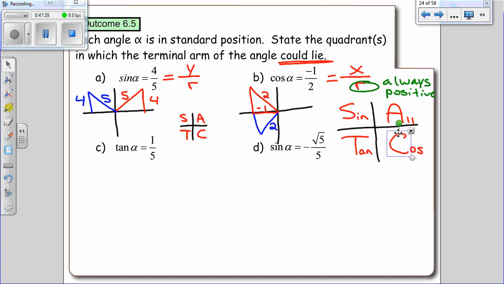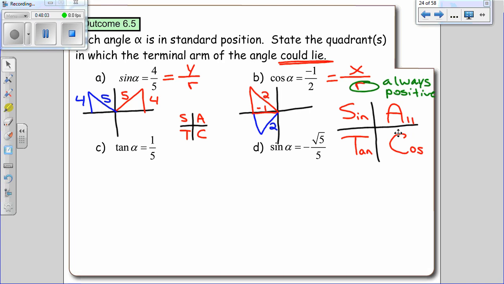They gave me cosine, but cosine's negative. So where could cosine be negative? If tan was negative, then I'd be in sine and cos, right? Because it's not positive. It's like thinking opposites. Does that answer your question? Yeah, like opposites. Okay.